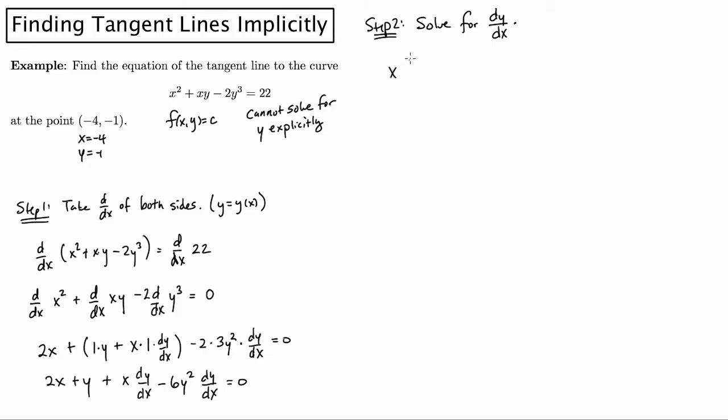So we have (x minus 6y squared) times dy/dx, pulling it out of both these terms, equals, and then if I subtract these over, I get minus 2x minus y on the right-hand side. Finally, solving for dy/dx, because I factored it out, this factor is multiplied, which means I can divide it over. I don't subtract it over, I divide it over.